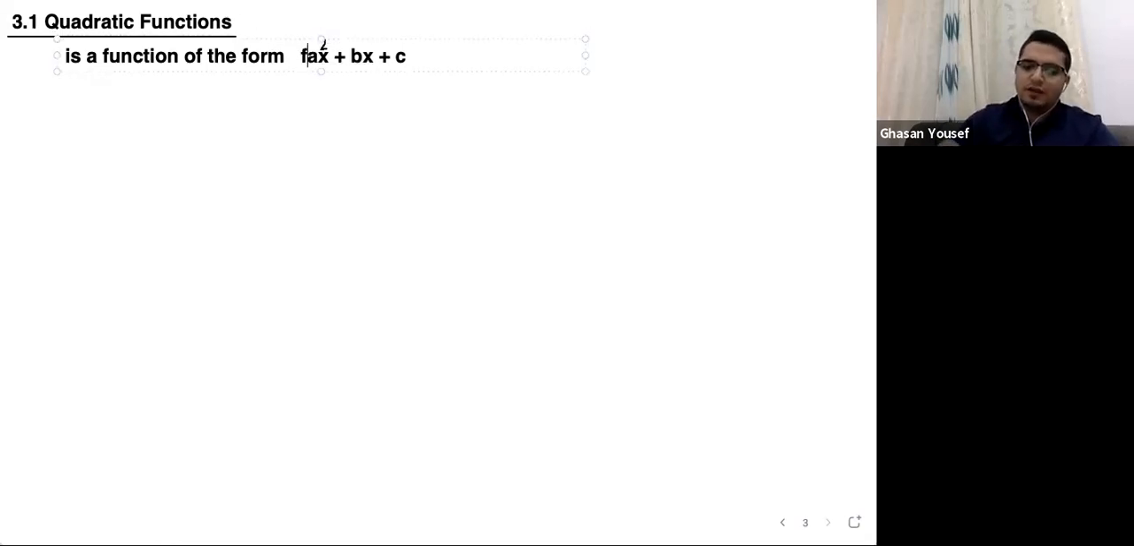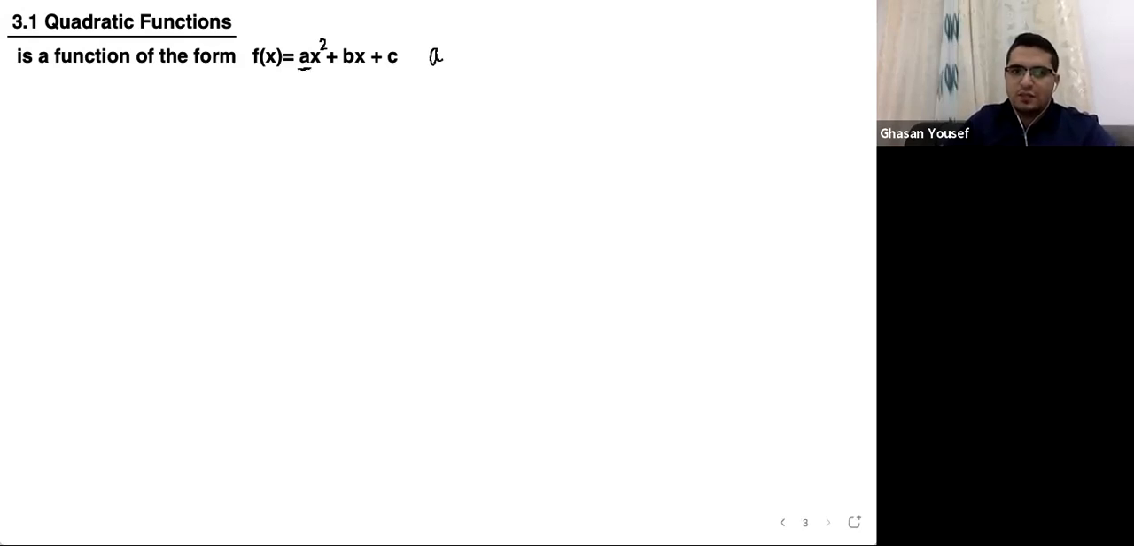But we have to change something here. I have to write f of x because now we're talking about a function. So f of x equals this thing, and the two should move like this. So any function of this form is a quadratic function. Here we have a very important condition. The condition is that this a must be not equal to 0.